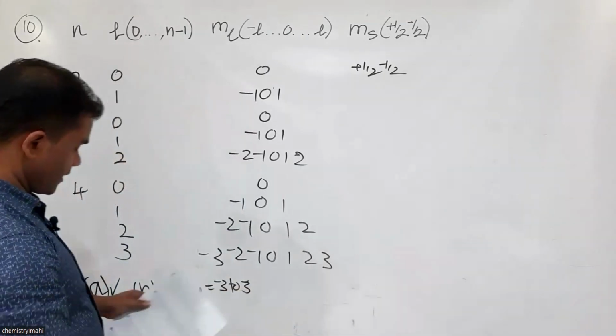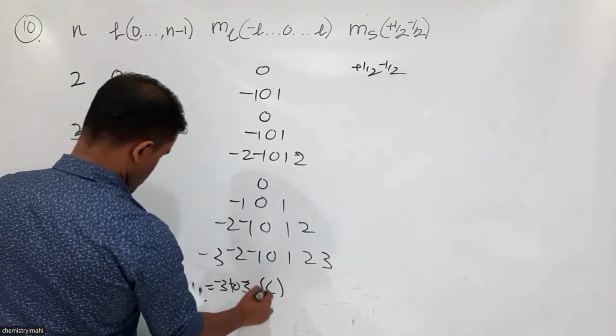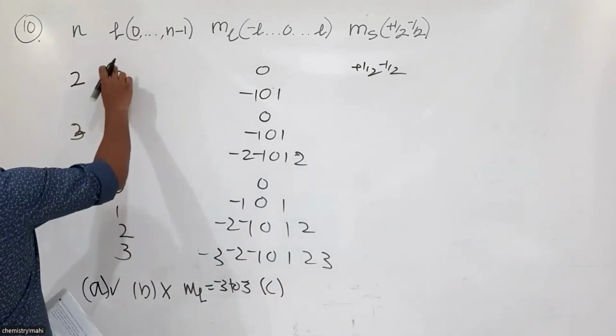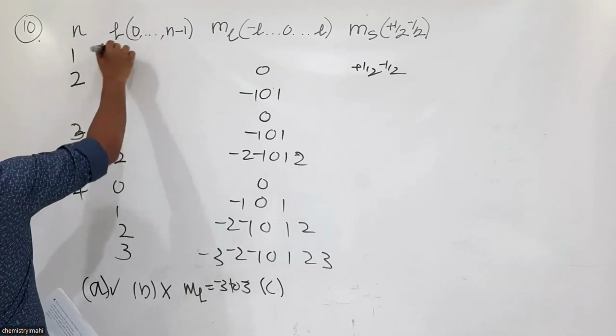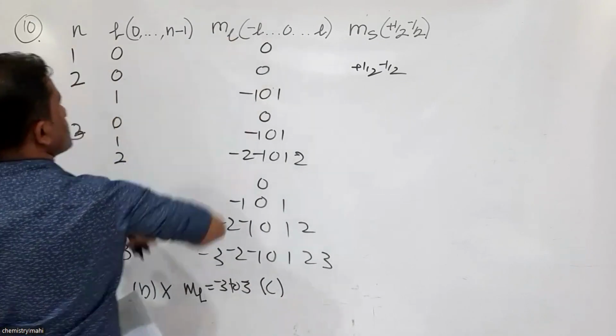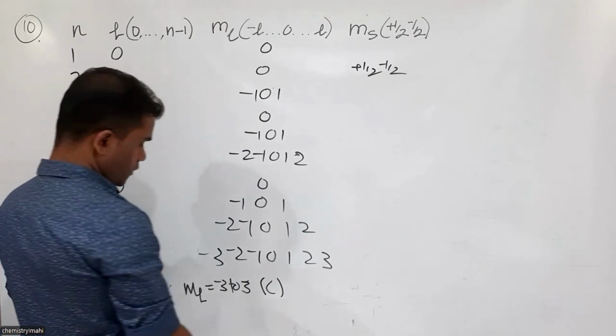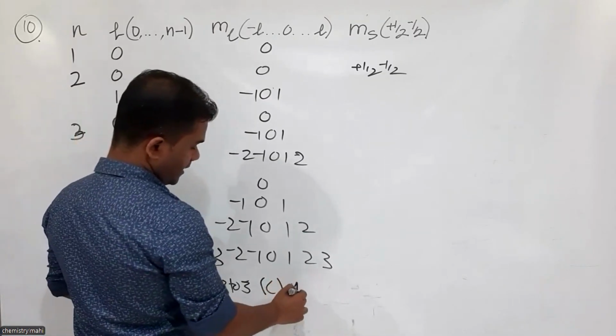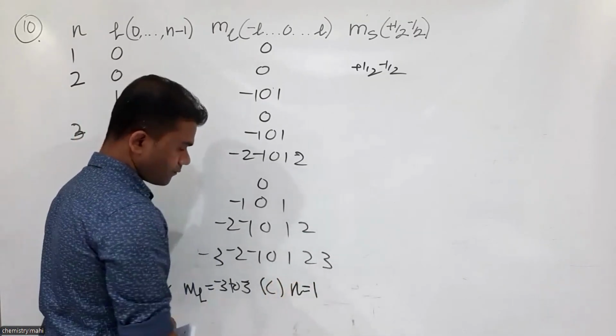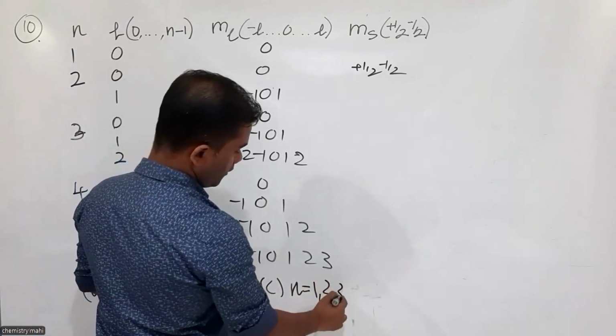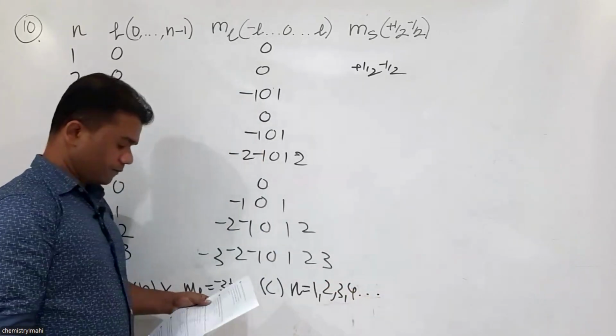B is incorrect. C, n equals 0. There is no 0. n should start from 1. That's the minimum one. It can't be 0. n equals 0 is not possible. n equals 1, so for C, n should start from 1. It can be 1, 2, 3, 4, like that, not 0.